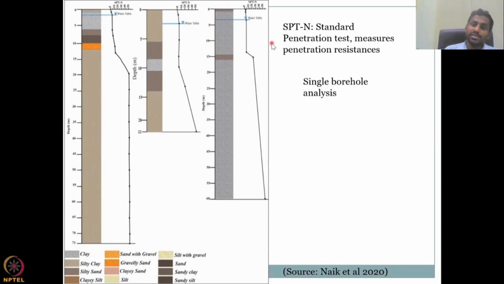It gives you the resistance of penetration, which means the higher the resistance, if it is high resistance, you cannot penetrate in. If it is low, then you can penetrate through and the drill can work. Okay, so it is a very standard test.